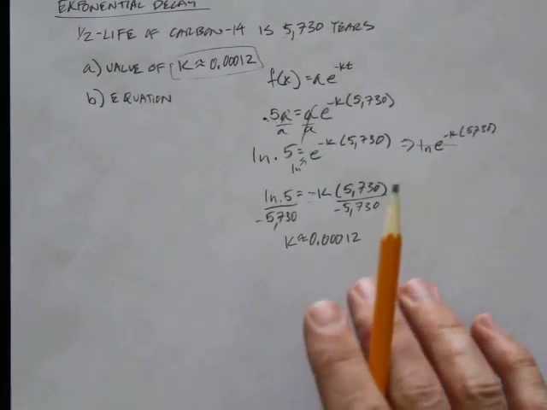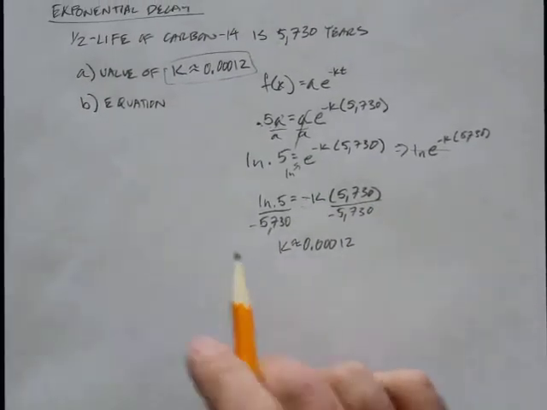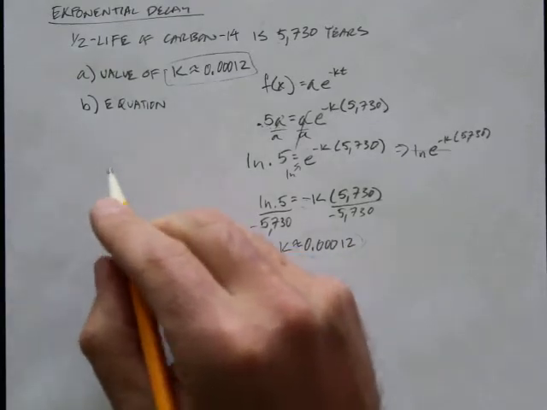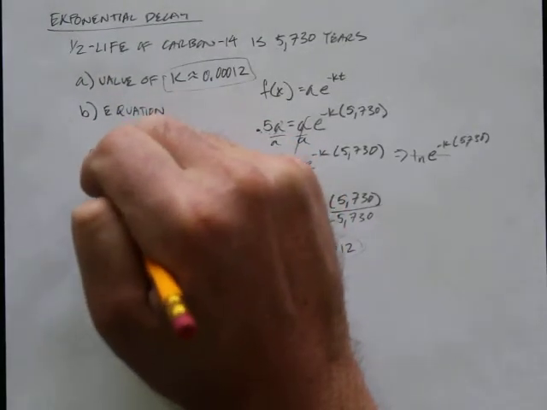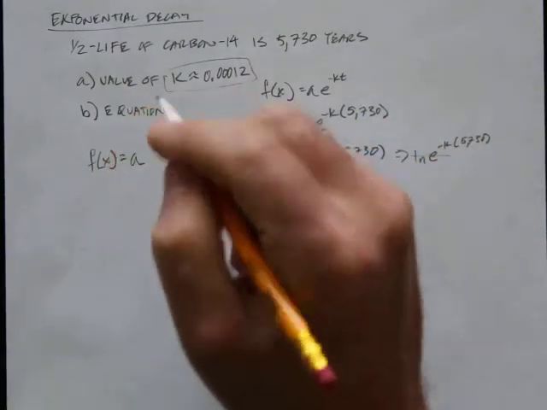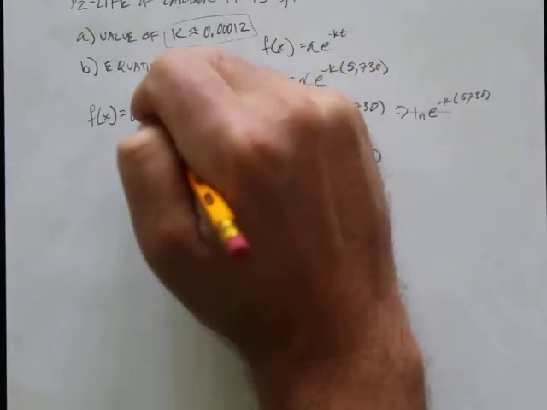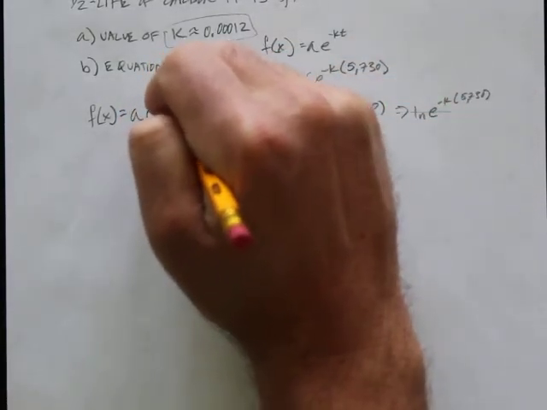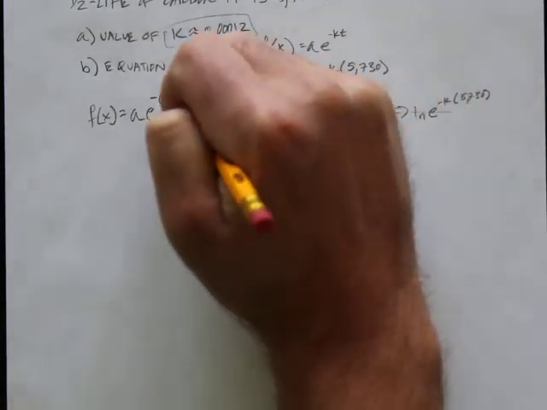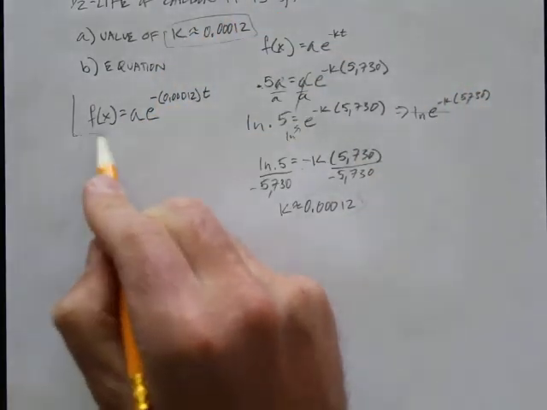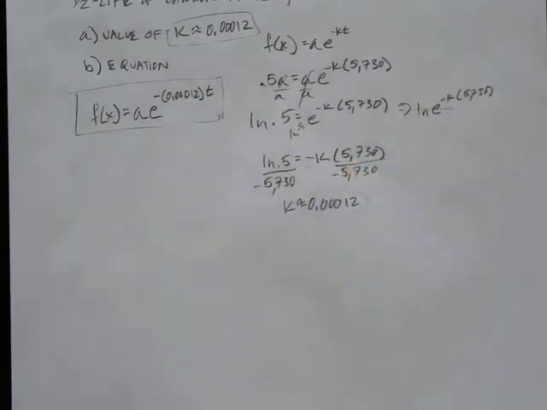So now all I need to do for my equation is to plug this into it. So I've got f of x equals A, which is my initial amount, whatever that is, times e to the negative 0.00012 times t. And that would suffice for your equation. That's it. That's how you do that. So it's kind of complicated there, but that's okay.